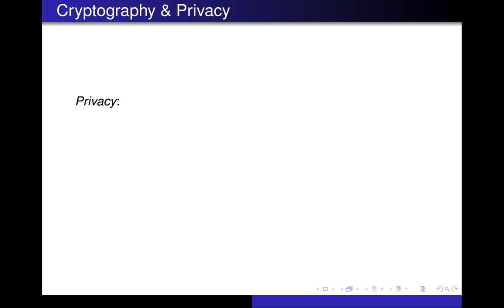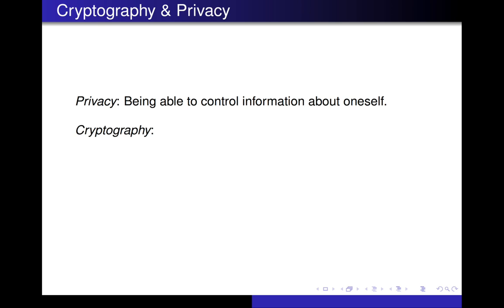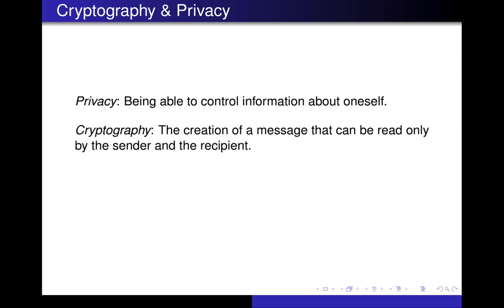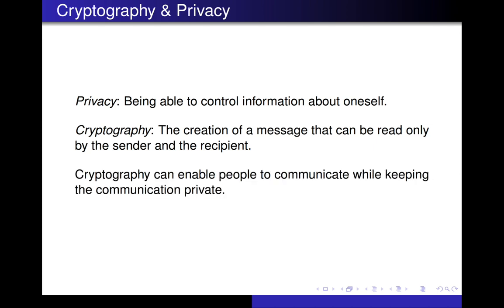All right, so the first thing I want to talk about is the concept of privacy. And one way of describing privacy is the act of being able to control information about yourself. Cryptography is the act of creating a message that can be read only by the person sending the message and the person receiving it. And so you can think of cryptography as being related to privacy by enabling people to communicate in a private way.